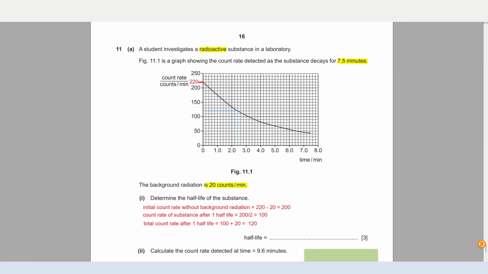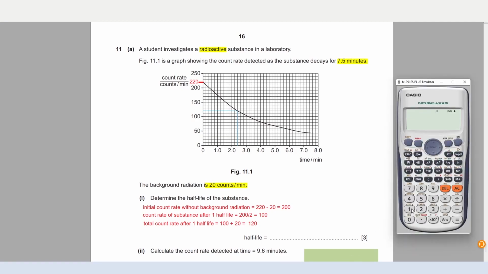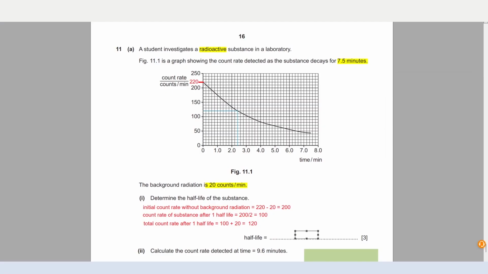So if 1.0 takes 5, then how much does 12 take? It's 2.4. So our answer is gonna be 2.4 minutes. Of course, don't forget the units.